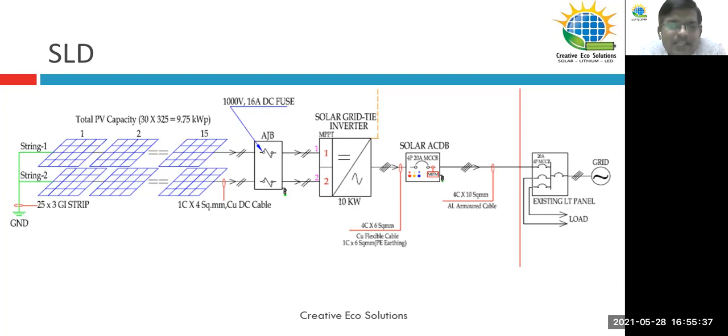So remember, if there's a single phase power cut, your on-grid three-phase inverter will not work. That's one of the drawbacks. So all three phases should be available for a three-phase inverter to work.